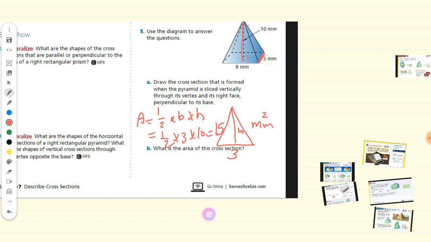Okay? What is the area of the cross section? We already calculated. Okay? So the cross section is the shape of a triangle and its area is half times base times height. And take care, if he told you, I need it sliced vertically through the vertex and the front, the base will be different. It will be 9. But with right or left, it will be 3. Front, backward, it will be 9. Okay, take care about it.